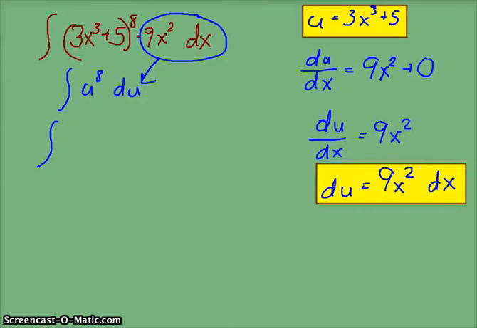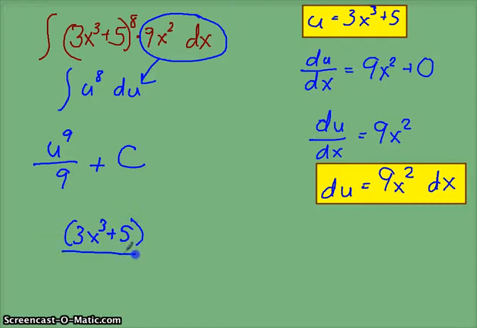So, let's integrate this. And that shouldn't be that bad, right? That's u to the 9th over 9 plus c. Okay, now we substitute back. What's our u? Our u is 3x cubed plus 5, to the 9th, over 9 plus c.